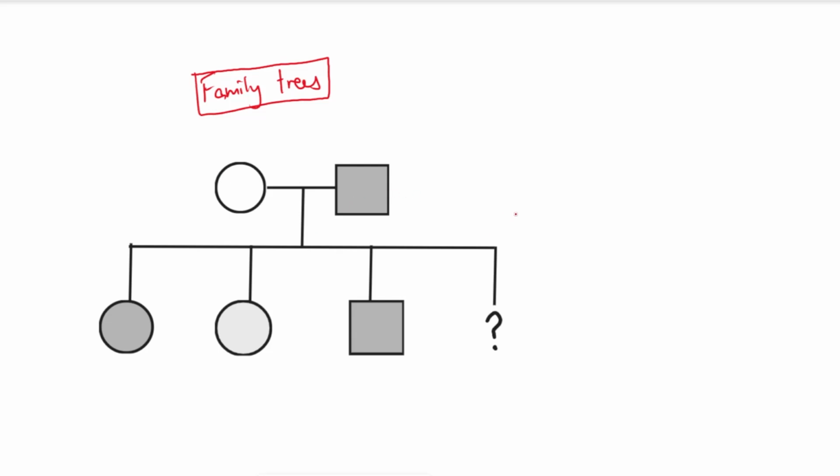There is always going to be a key on the side that tells you what the symbols mean. Usually they would have a square for a male and a circle for a female, and a white one means it's a normal or healthy person. Gray means that they have that particular condition. So for example, in this case, they might ask you to predict what is the probability of the 4th child to have a particular condition.